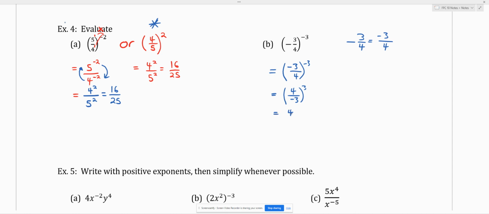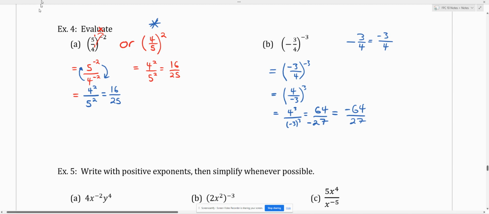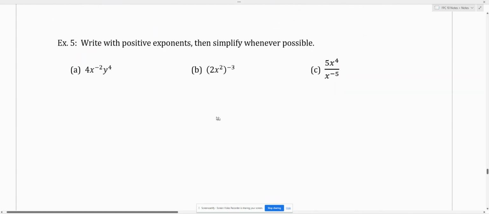So let's do that. We have 4 to the 3 on top and negative 3 to the 3 on the bottom. Let's evaluate that. We're going to get 64 on top and negative 27 on the bottom. Now, we generally don't put our negatives on the bottom, so we could put it in the middle like before or move it up top. This is still an acceptable answer, but let's always put our negatives on top, get in that habit in our final result. Okay, now let's do some with variables.